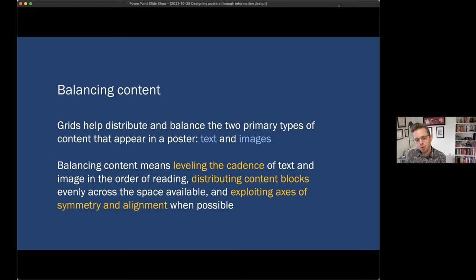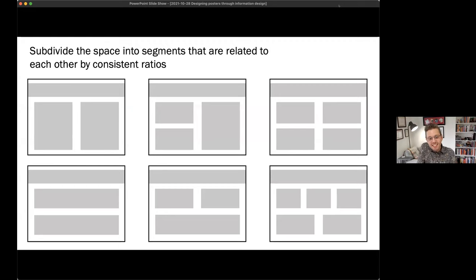And lastly, we can exploit axes of symmetry and alignment. A very easy way to instantly improve the composition of a poster, for example, is to take the total available space of a poster and subdivide that space into segments. And those segments should be related to each other by simple and consistent ratios. On the screen here, I have six different examples of different ways you might break up a poster into different sections. So we can have multiple columns.